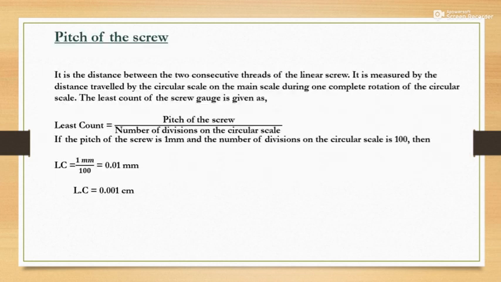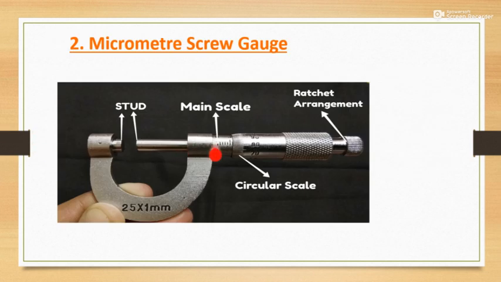Now we have already found the least count of the vernier calipers. In the same way, we find the pitch of the screw gauge. Pitch is the distance between two consecutive threads of a linear screw. It is measured by the distance traveled by the circular scale on the main scale during one complete rotation. The least count of the micrometer screw gauge, meaning the smallest division, is the pitch of the screw gauge divided by the number of divisions on the circular scale. This part is called the pitch.